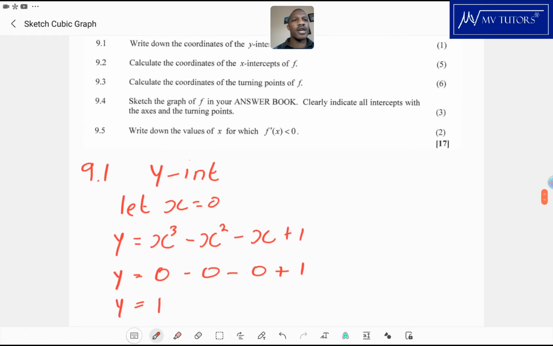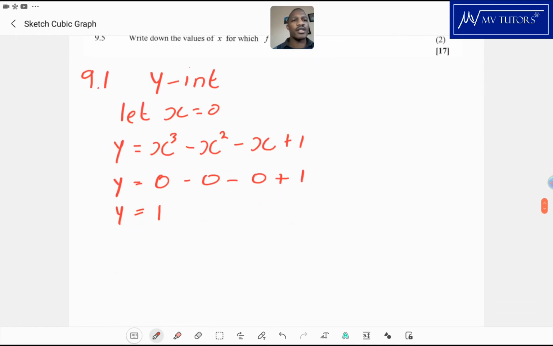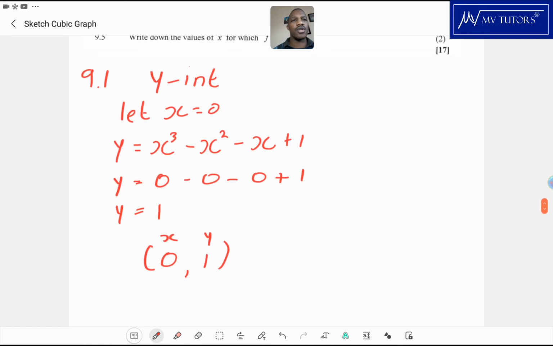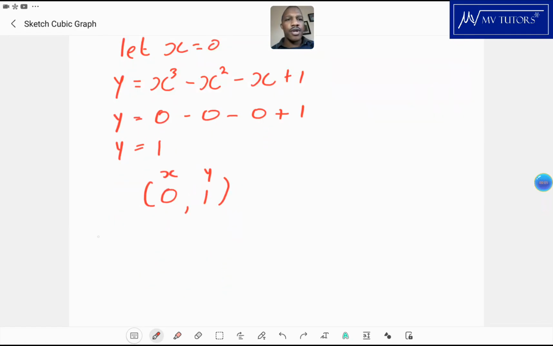Now, because the question wanted a coordinate given in terms of x and y, all we have right now is the 1. But since we said let x equal 0, the y-intercept is where x is equal to 0. Okay, now let's do 9.2.